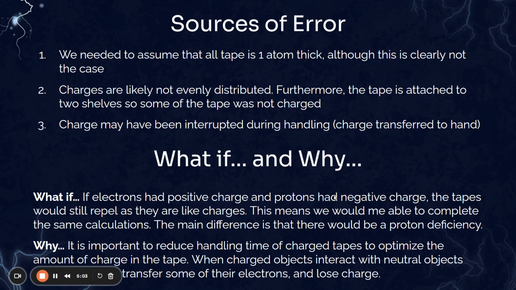My sources of error were that we assumed that the tape is 1 atom thick, that the charges were clearly not evenly distributed, and that the charge might have been interrupted during handling, like we talked about, due to the induced dipoles. Our what-ifs: if we saw that there would not be that big of a difference, there'd be similar calculations, although it would be a proton deficiency. And the why is that it's important in not handling because of the induced dipoles, like we talked about before.